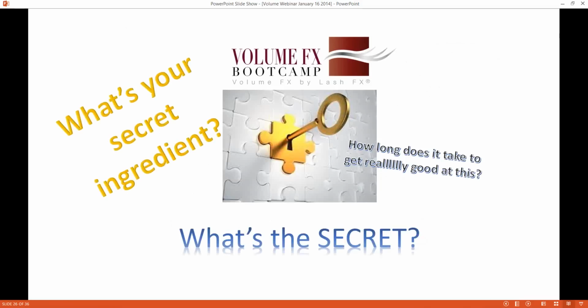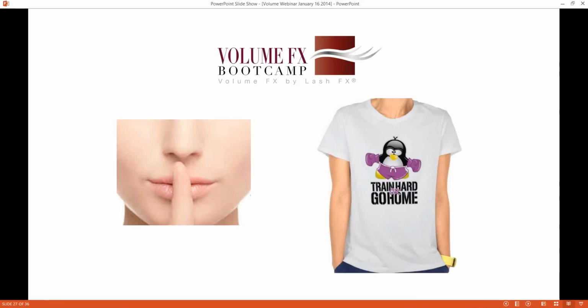So really, the point of this whole thing is, what's the secret? How long does it take to really get good at this? After you understand it and after you have practiced it a little bit, when is it going to look awesome? And when is it going to last one or two weeks longer in between visits to touch up than your regular sets? What is the secret? The secret is really super simple. It is exactly like the secret to permanent and healthy weight loss.